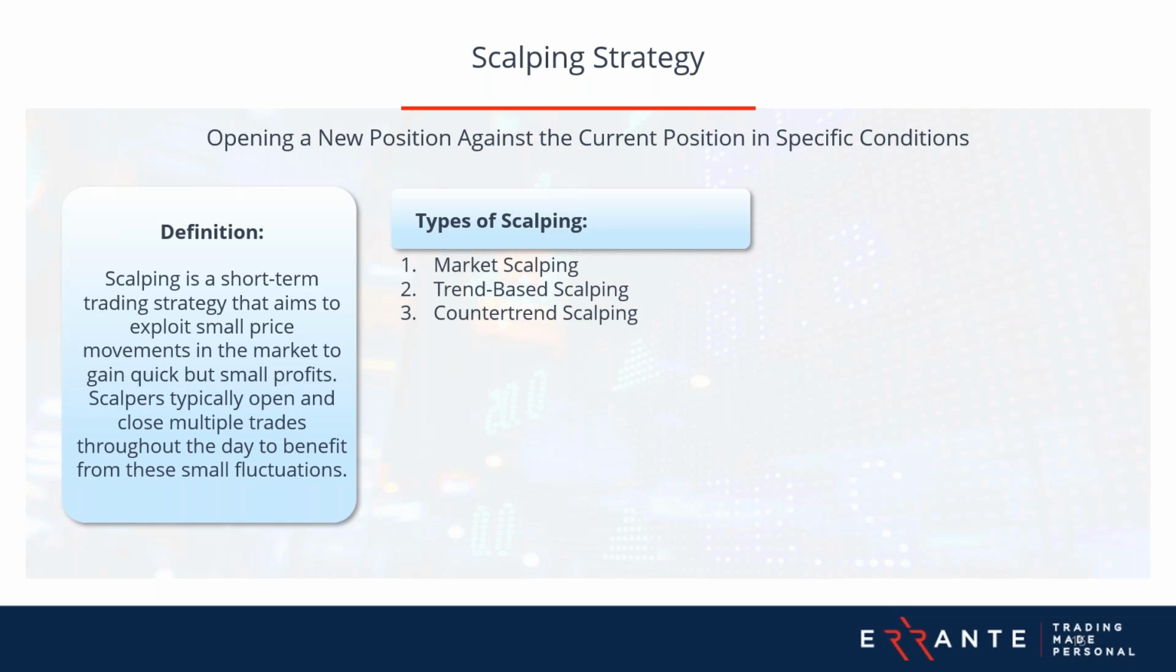The other one is called counter trend scalping. This approach involves trading against the current trend. Scalpers look for short-term price corrections or pullbacks within a larger trend and place trades to profit from these temporary reversals, which means, for example, looking for a market correction during a strong trend.